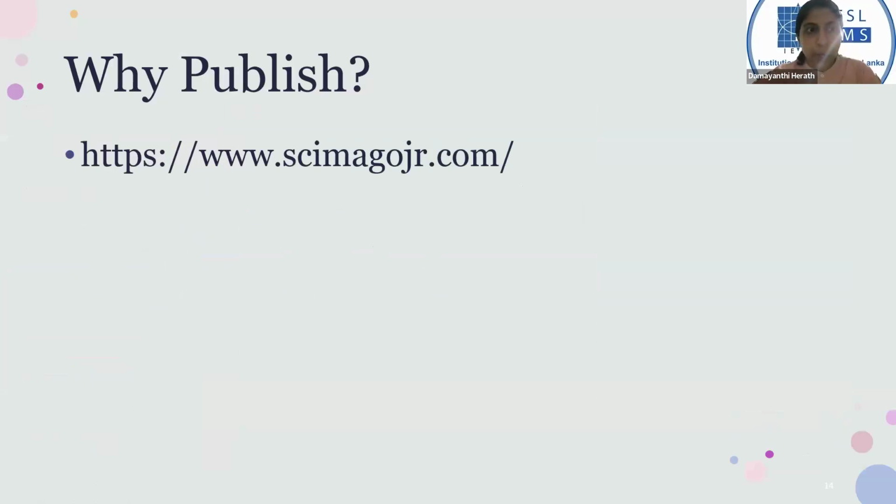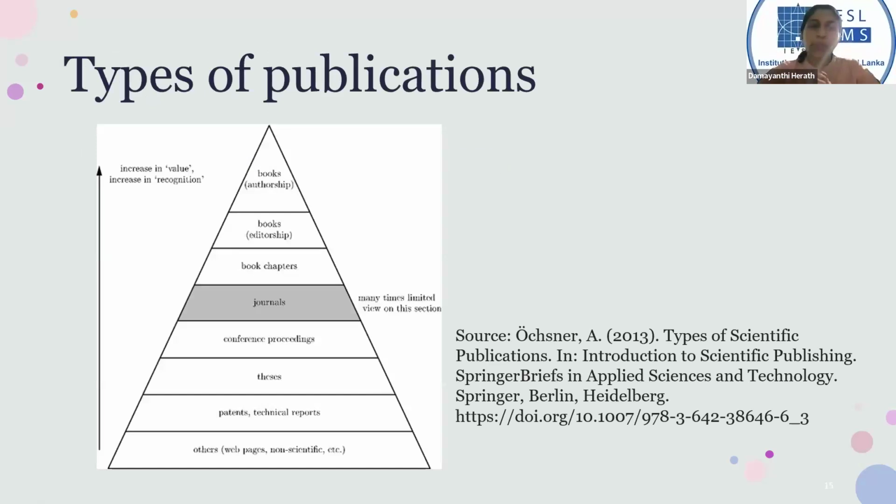So I hope now you know the SciMago journal ranking website. You can explore more about the journals out there as well as countries. You can use the visualization tool and play around with it. So what are the types of different publications? This is coming from the Springer paper, Types of Scientific Publication. It's a very good visualization showing the different types of publications that are out there.